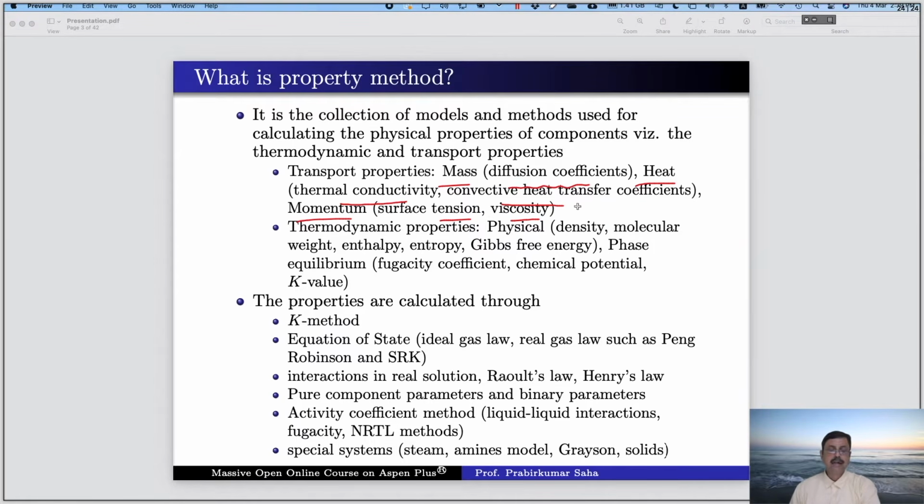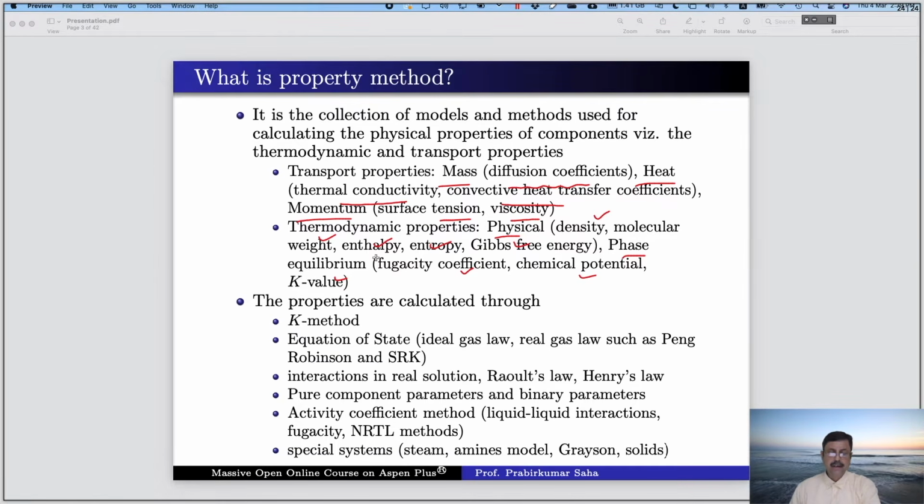And what are the thermodynamic properties that we have? Mainly physical and phase equilibrium properties. In physical properties, we have density, molecular weight, enthalpy, entropy, Gibbs free energy. And for phase equilibrium, we have fugacity coefficient, chemical potential, K value, etc.